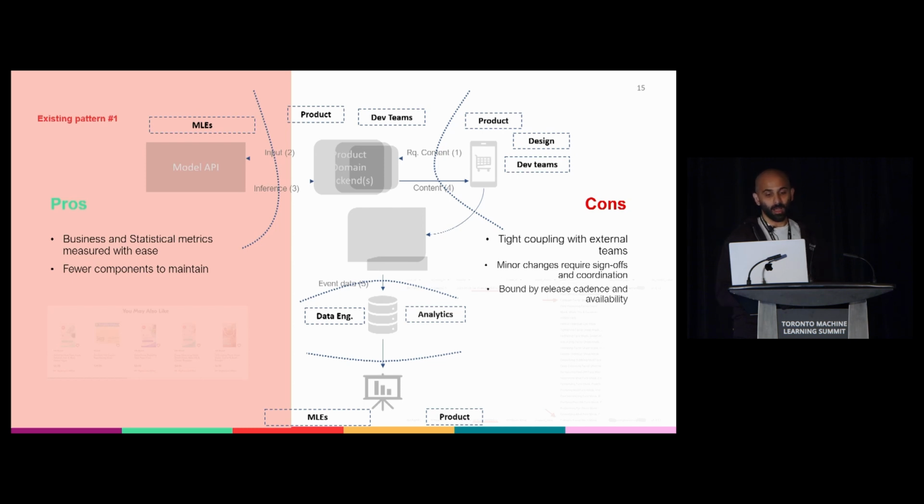And the cons: the development work and updates and deployment of any changes to the model, even minor changes to fields in the model output to measure these models, are tightly coupled with external teams. And we would need sign-offs, end-to-end testing, release coordination with multiple teams. And this in turn could be affected by capacity limitations and whether other teams are busy or not.